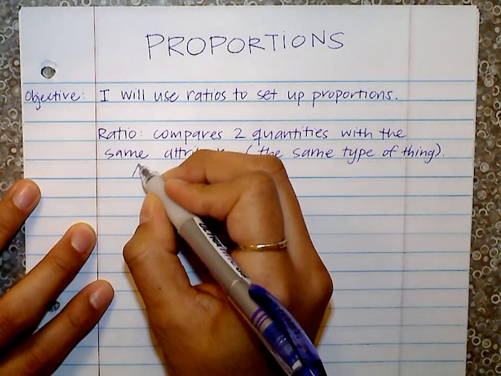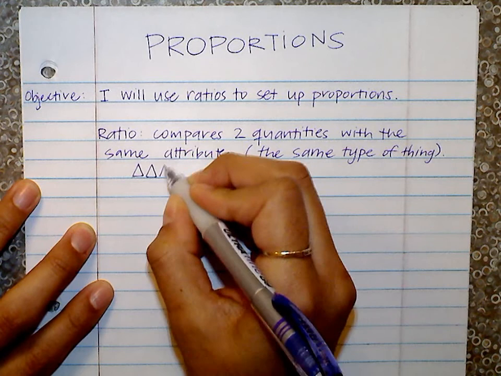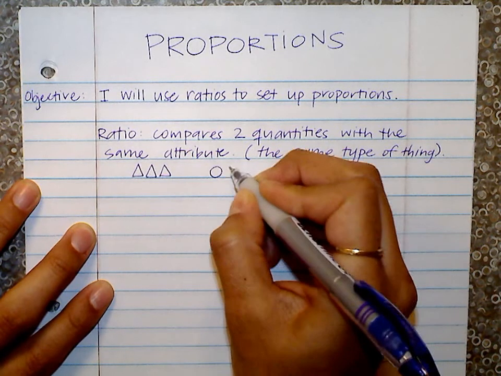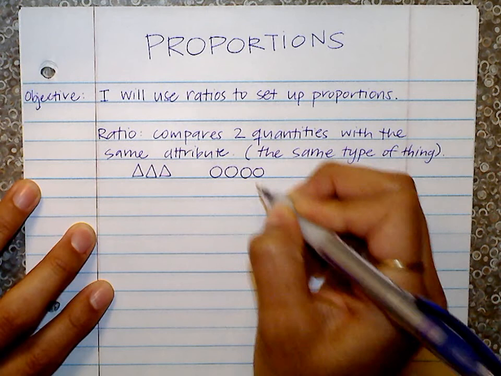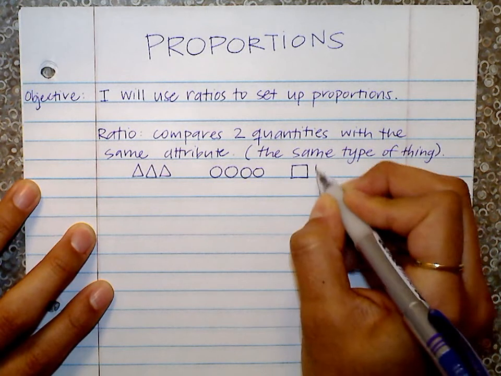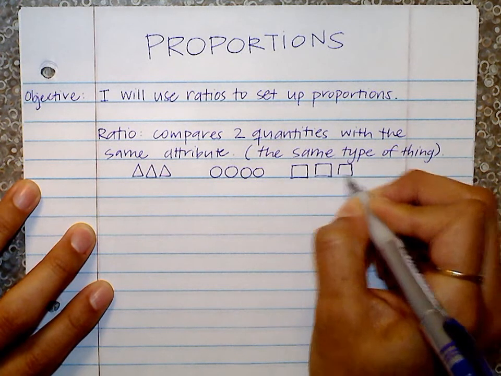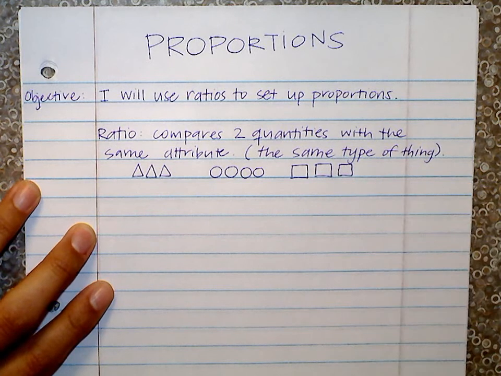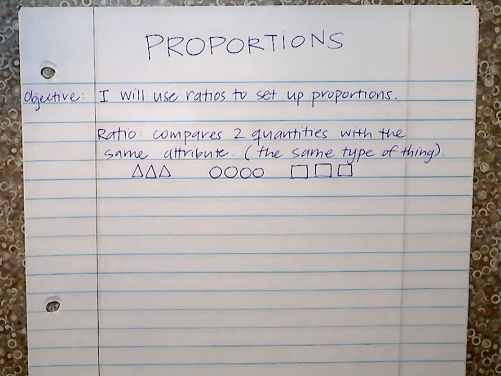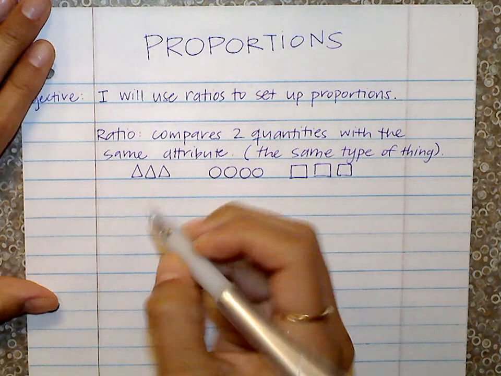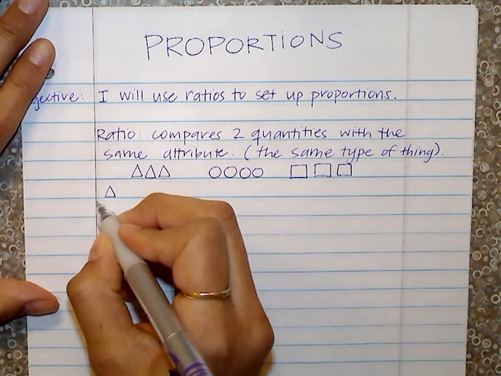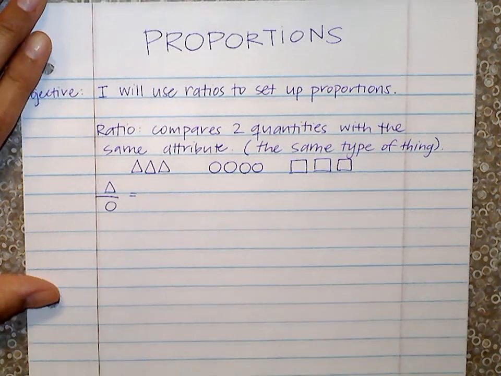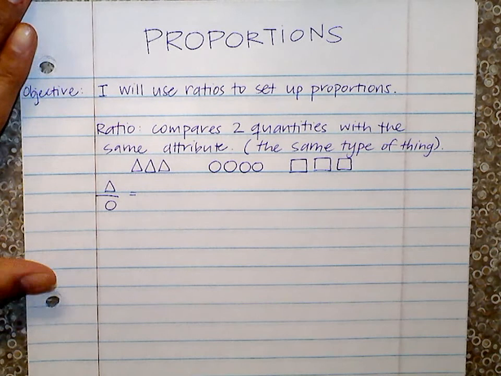So we're gonna draw some triangles, and then we're gonna draw some circles, and then some squares. Okay, so let's write, what is the ratio of triangles to circles? Ms. Garcia, can you tell me that? What is the ratio of triangles to circles?